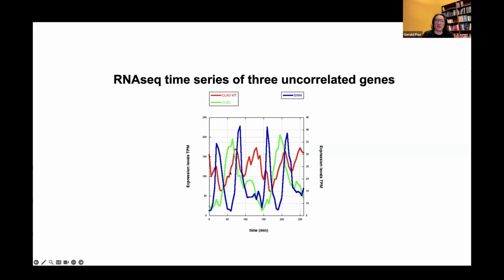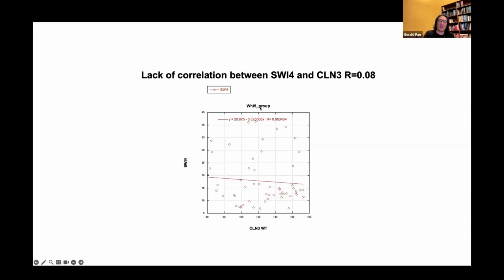Here, I show you 3 genes, not neurons, but bear with me. It doesn't really matter what it is. There are 3 genes that we collected data for all through the cell cycle, and these 3 genes are all uncorrelated. They have correlation coefficients of less than 10%. If you take 2 of them, switch4 and CLIN3, the correlation coefficient is 0.08. If you do the linear regression, there's essentially nothing there. You'd say there's nothing going on.